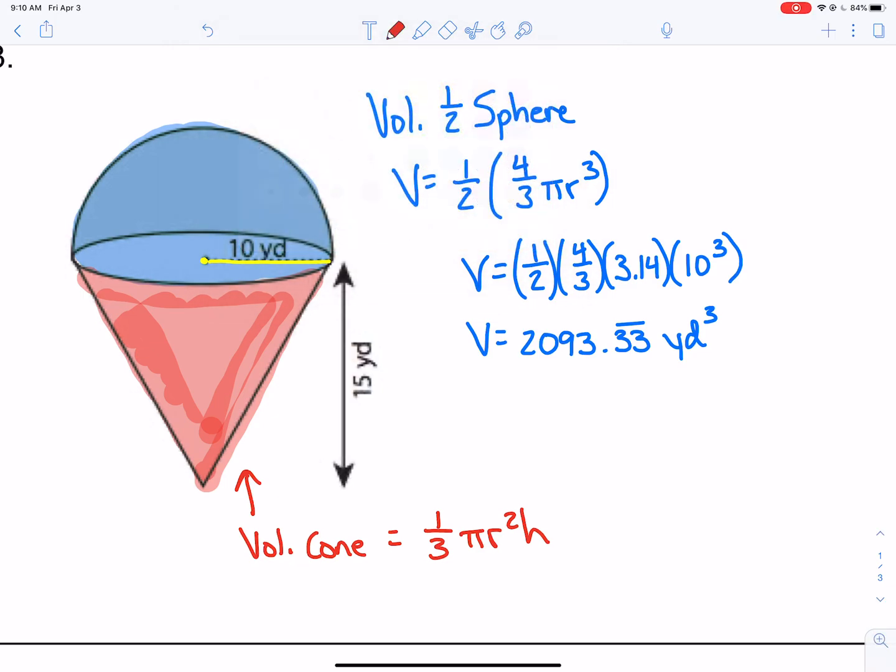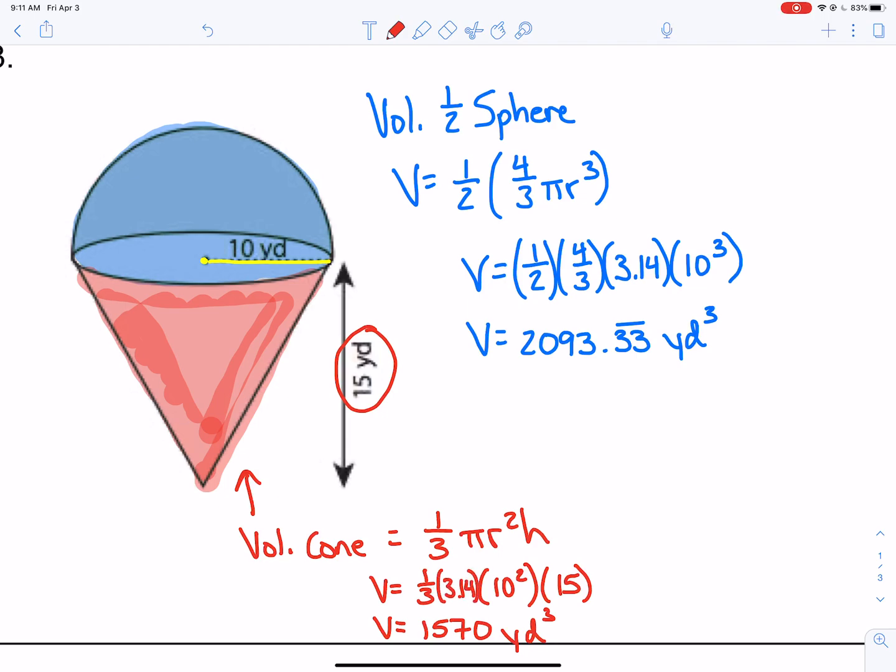And now let's find the volume of the cone. So we have volume is 1/3 pi r squared h. So r is our radius, which is still just 10. And we need to square that. And then the height they've indicated right here with this arrow for you, which is just the 15. So when you calculate the volume of the cone, you get 1,570 cubic yards. And again, I just used pi as 3.14 for my calculation.